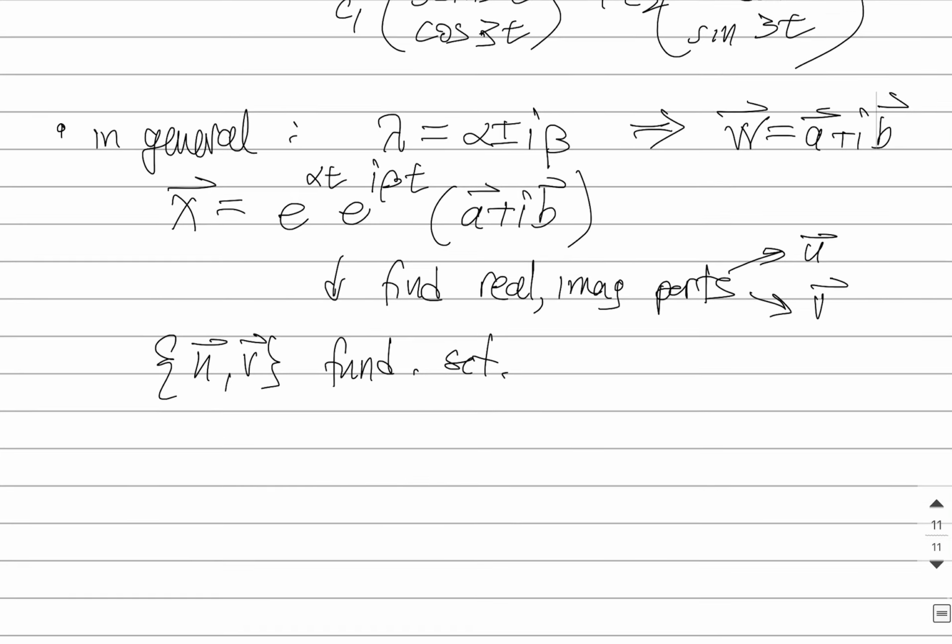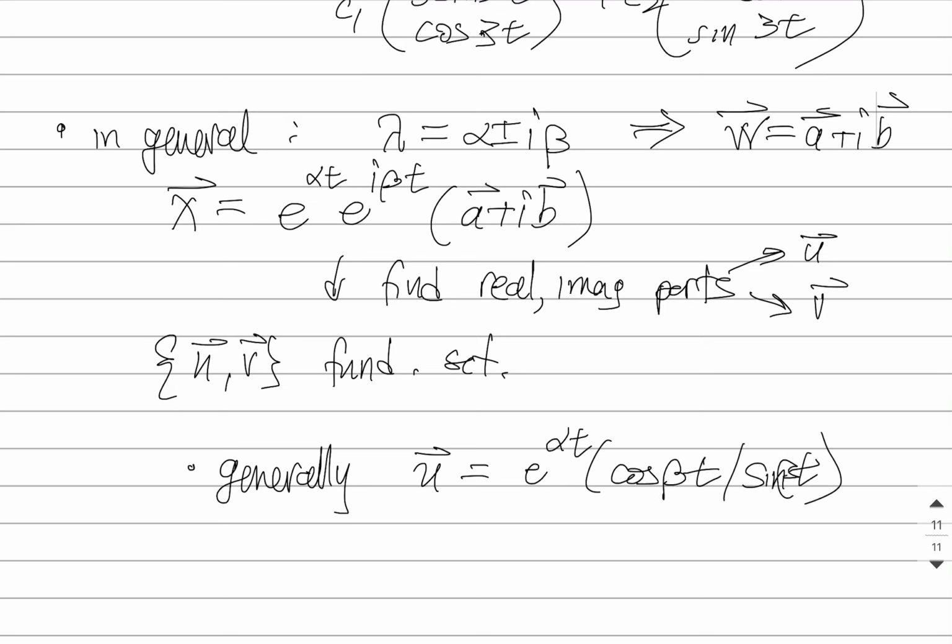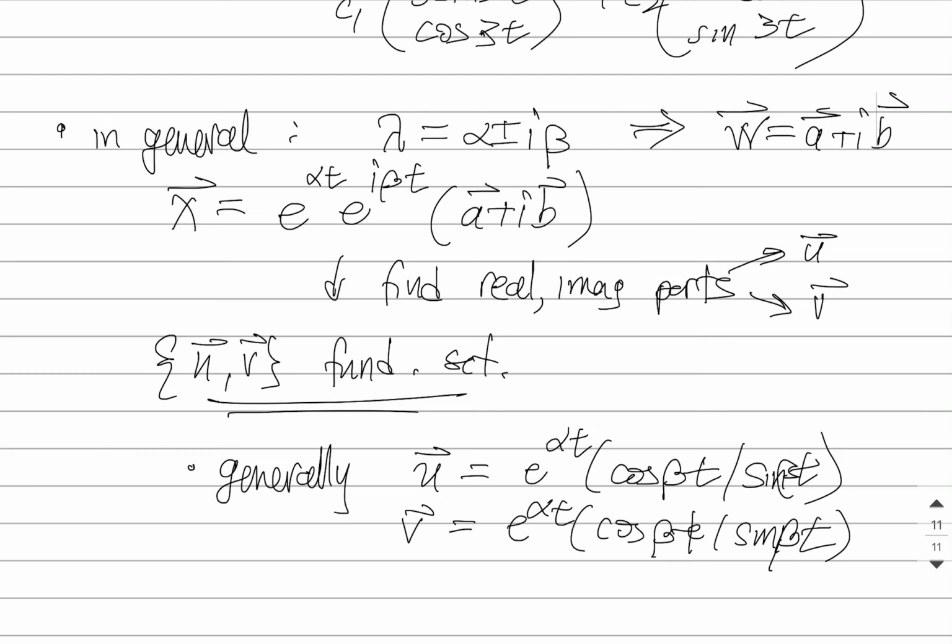Now, generally, u is going to be some e to the alpha t, some combination of coses and sines, and the same thing will happen with the w's. Some combination of coses and sines. They will always form a fundamental set. So I'm stating this without proof, but it will always be the case that that's the fundamental set. The same process works whether lambda is real or complex.